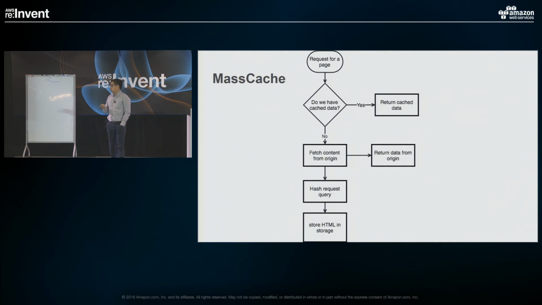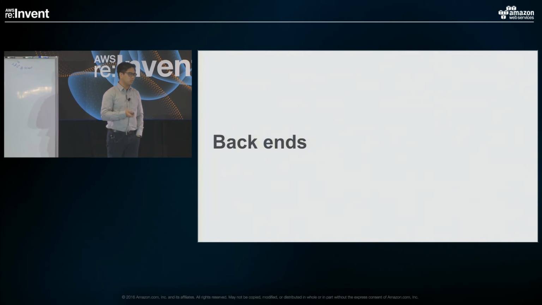So this is what MassCache looks like in its barest form. You request a page, do we have cached data? If so, return it. If not, fetch the content from origin, and at the same time, return the data from origin. Hash that request query. So let's go back to our example of Dan Smith. We hash it, we come up with a key, and then we store that HTML in our storage engine under that key. So whenever we have a request for Dan Smith, we know exactly where that HTML is going to be. So we solved that problem, and we turned our eyes toward the back end.